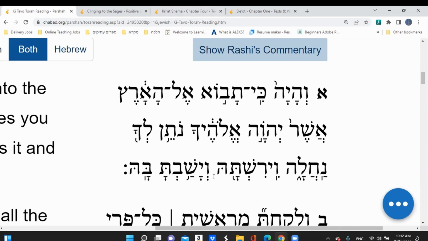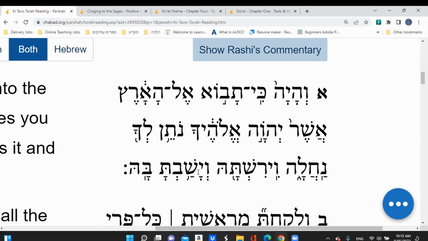Verishta. Yeah. What vowels under the yud? Yeah. Good. Veya shav ta. Right, so this symbol, the shva, it's called shva under the bet.